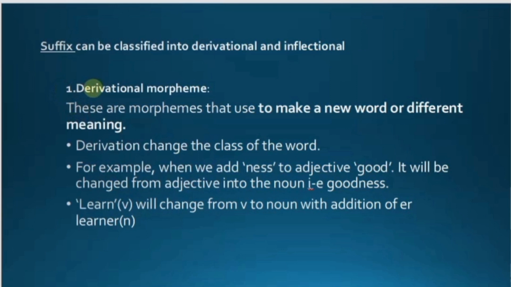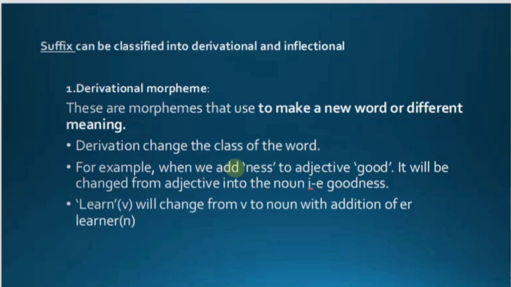What are derivational morphemes? Derivational is a word that indicates it is a derivation, means it originated from derive, means it involves the process of word formation. It makes some new words. So these are the morphemes that are used to make new words or different meaning. The derivation changes the class of the word. It's a process, or these are morphemes that involve the change in the category.